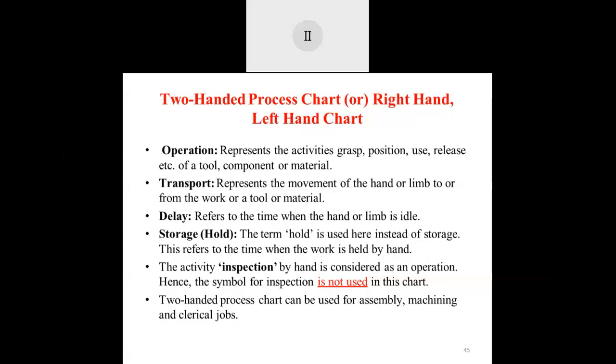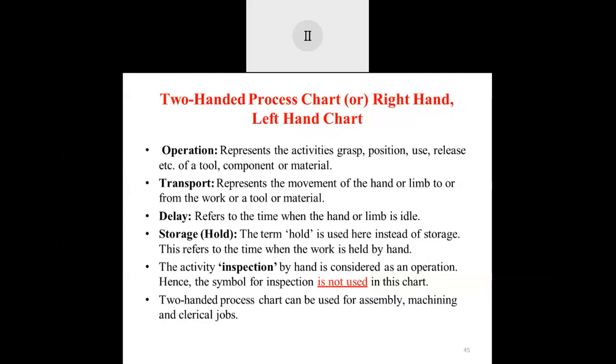Then transport represents the movement of the hand or limb to or from the work or a tool or material. So our hand movement is there. Sometimes the hand is moved to take the tool or sometimes to leave the tool, sometimes to take it and return it back. That may be a tool, equipment, the machine, or a workpiece. So that transport, that movement is recorded here.